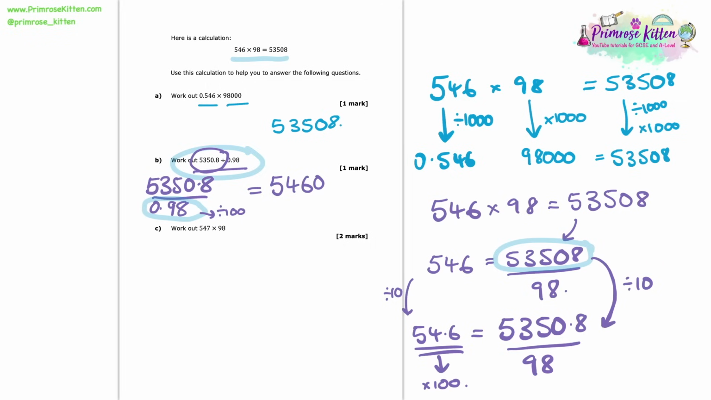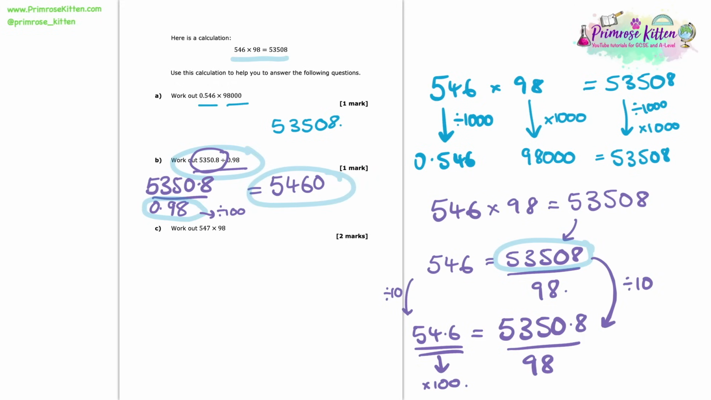So let's just remind ourselves of that. Instead of dividing by 98, we divided by 0.98, which is 100 times smaller. So we're dividing our number by something 100 times smaller. As a result, we get an answer which is 100 times bigger.